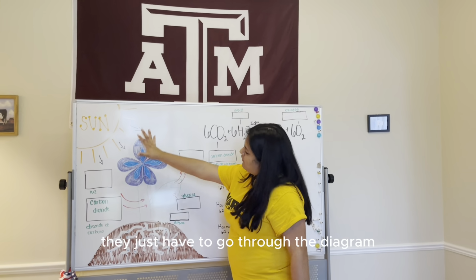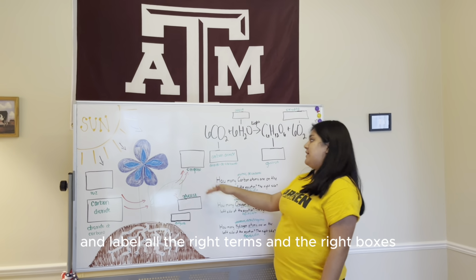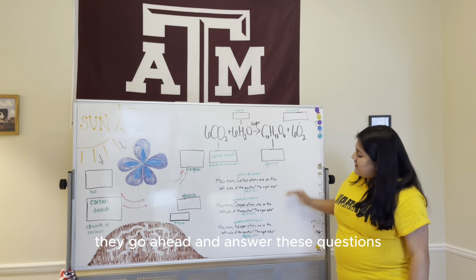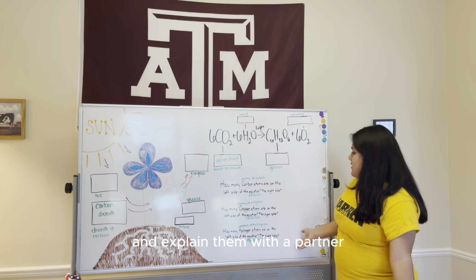Okay, so for this worksheet, all the students really have to do is something pretty simple. They just have to go through the diagram and the equation and label all the right terms in the right boxes, and go ahead and answer these questions and explain them with a partner.